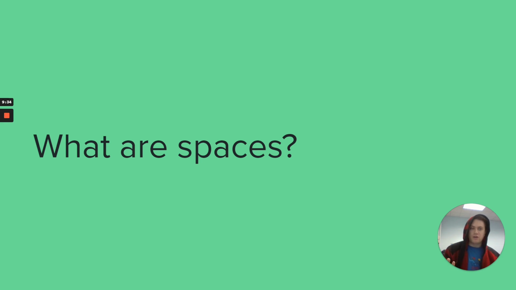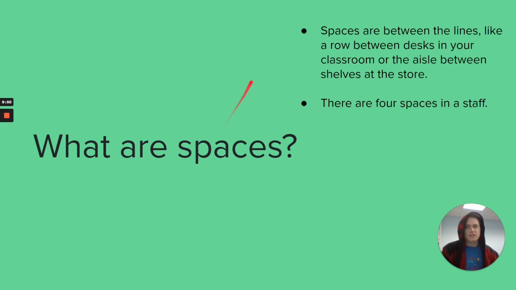So if you're going down the hall, if you're going down the aisle of a store and you've got one shelf of cans on one side and one shelf of cans on the other side, the space that you're walking in is the aisle. That space in between 2 solid things is a space. That's where you're walking. The spaces between the lines, like a row between desks in your classroom, or the aisle between shelves at a store.